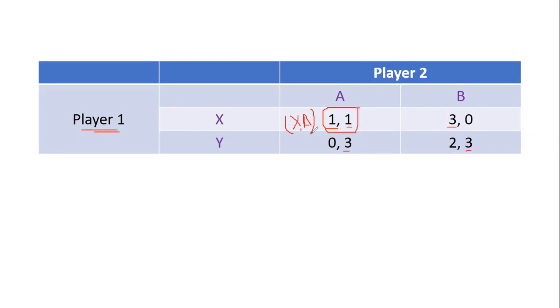Now go to player 2 and ask, sir, player 1 has played X. Now would you like to change your decision? Instead of playing A, would you like to play B? Player 2 will look at the options and say no, with A I'm getting 1 and with B I will get 0. So I would like to remain with A. This confirms that XA is the Nash equilibrium of the game.